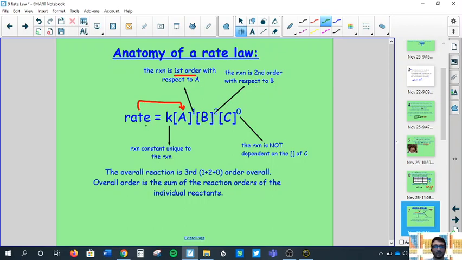B, the rate of the reaction is second order with respect to B because of its exponent. The rate of the reaction is then not dependent on C also because of its exponent, in this case being 0. The last thing we should talk about is the overall reaction is then third order overall. All you do then is add the exponents. So 1 plus 2 plus 0 gives us 3, of course. So it's third order. When we would say the overall order of the reaction is third order. So it's a third order overall.